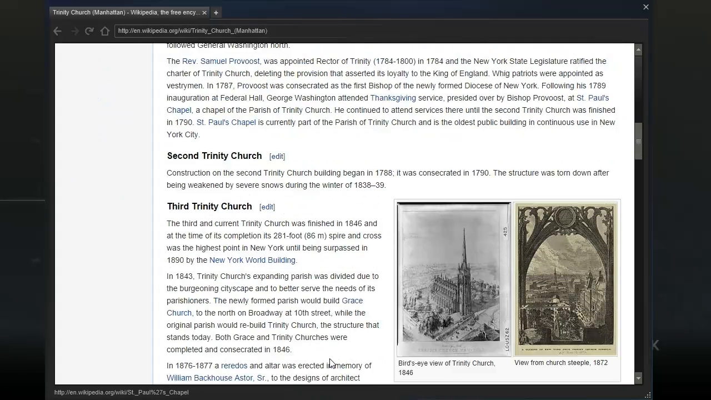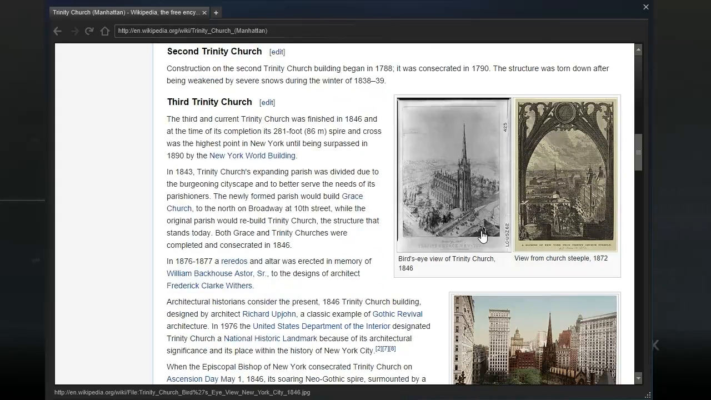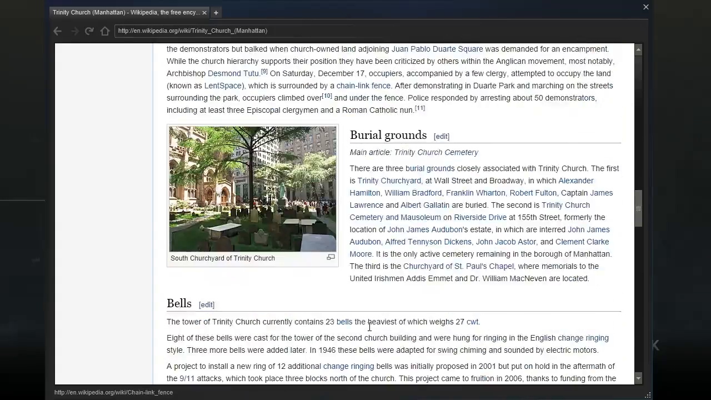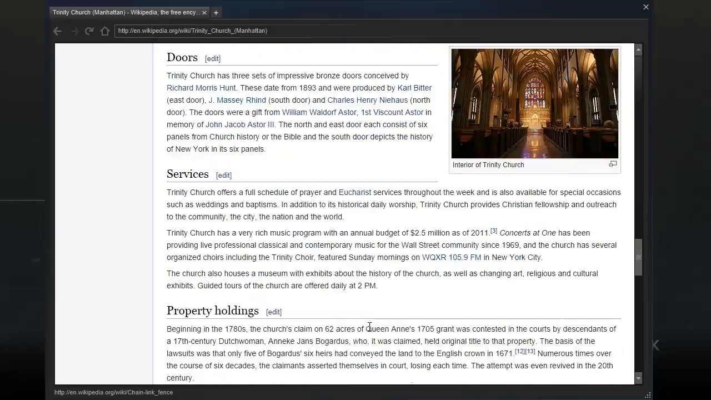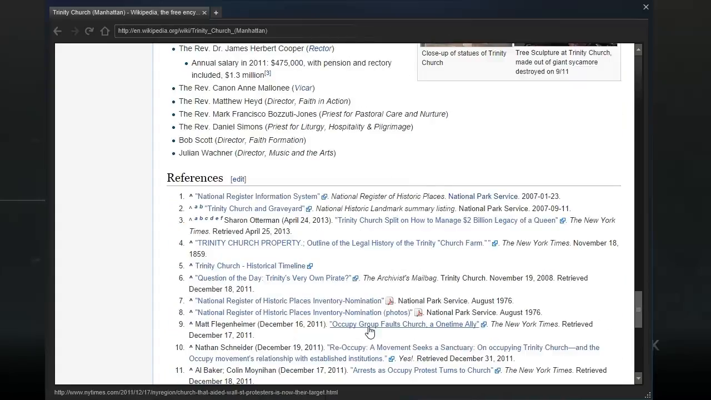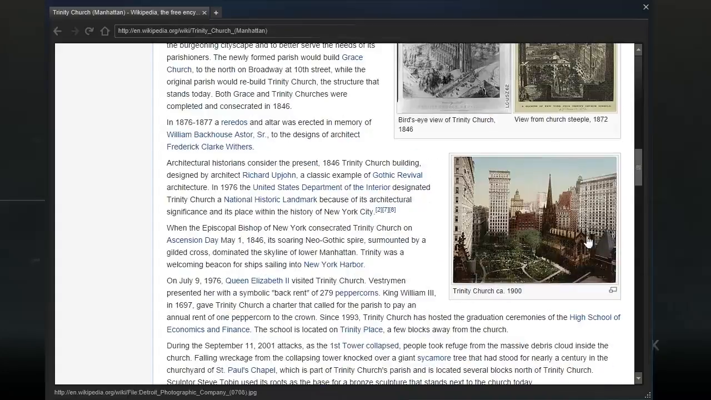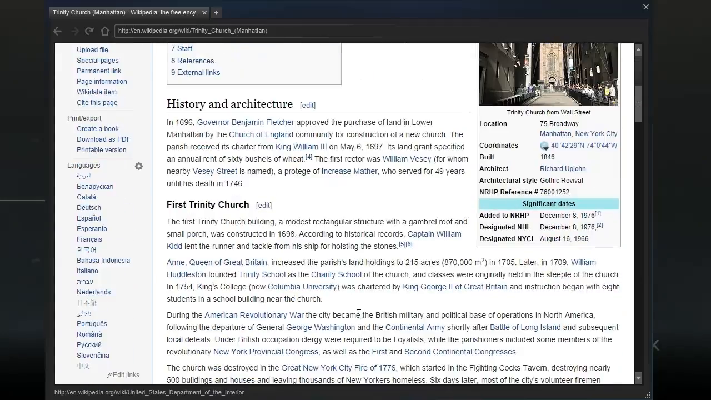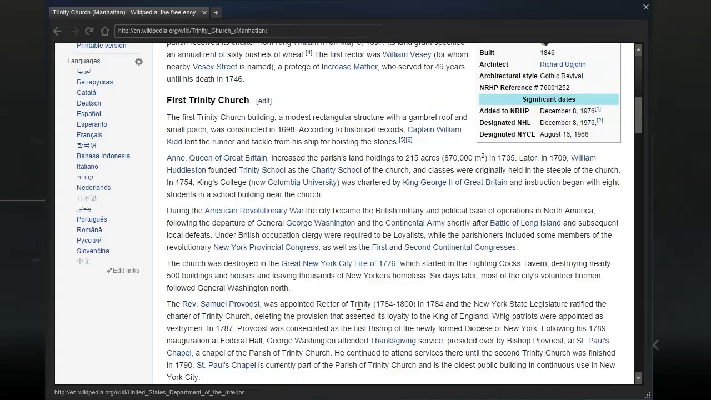Alright, so that was the first church. The second one was built 1788 and torn down in 1839. And then that's the third church, which looks quite a bit different. Interesting. Alright, so there's no picture of the first church here, so we don't really know what it looks like. The modern church looks kinda cool though, although it is surrounded by much taller buildings these days. Alright, well there you go. Not too much to be said about that.